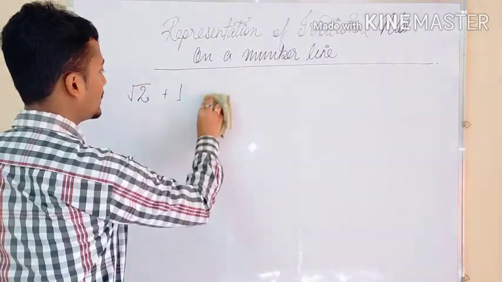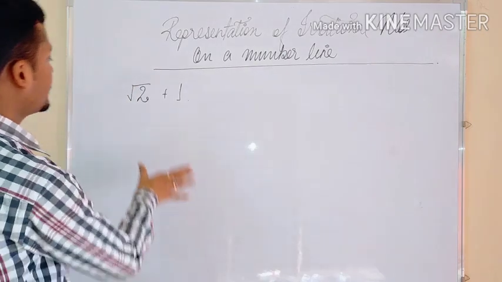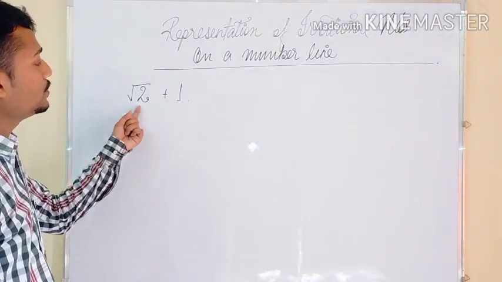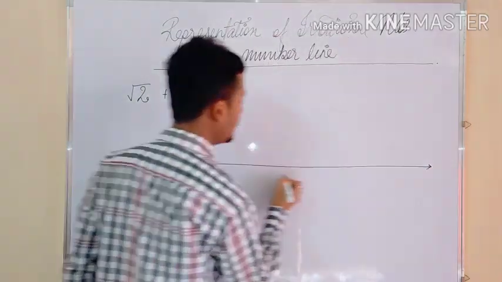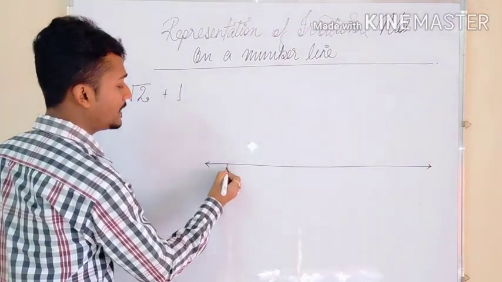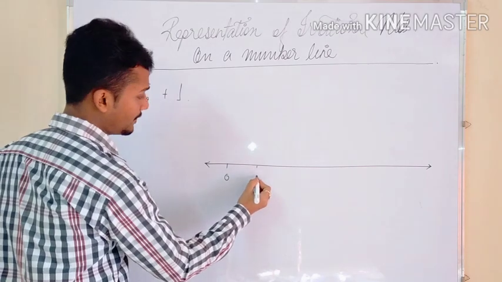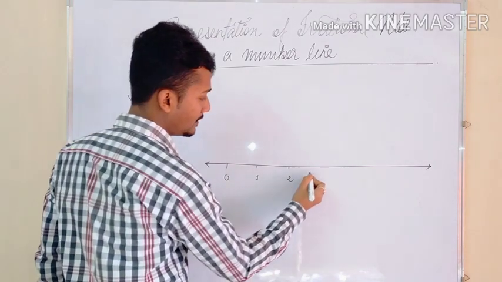Is that clear? So we will try to represent this sort of number on a number line. Root 2 plus 1 on a number line. Representation of root 2 plus 1 on a number line. So at first we will draw a number line.